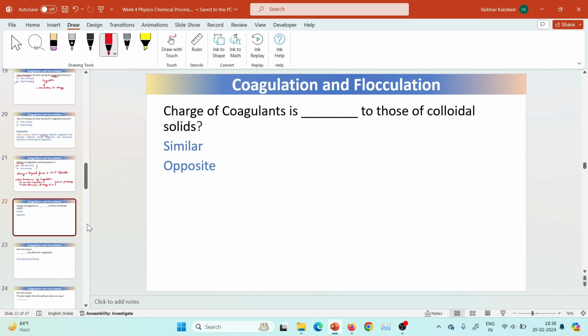The charge of coagulants is opposite to those of colloidal solids. Suppose this is the colloidal solid. It has a negative surface charge. So if I'm adding the coagulant, what should be its charge? Its charge should be opposite, so that it can neutralize the surface charge. Opposite.